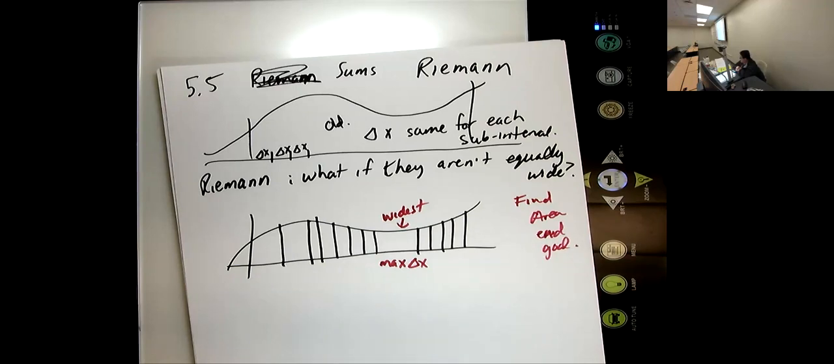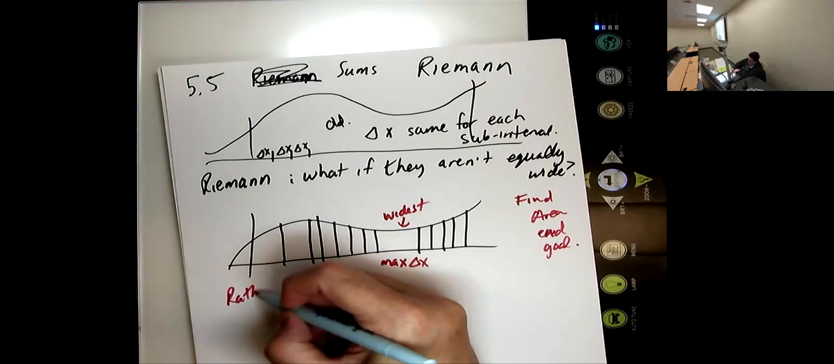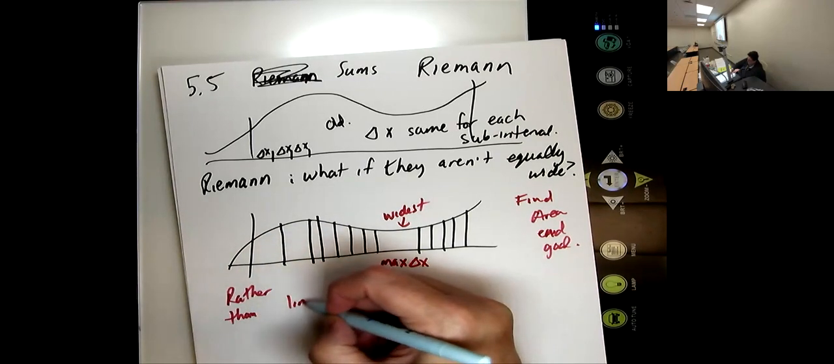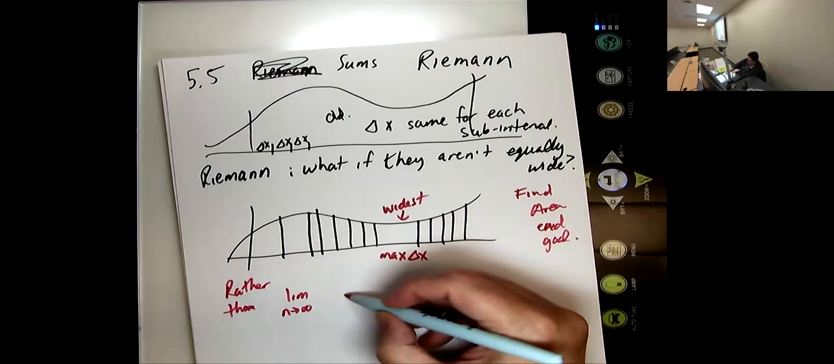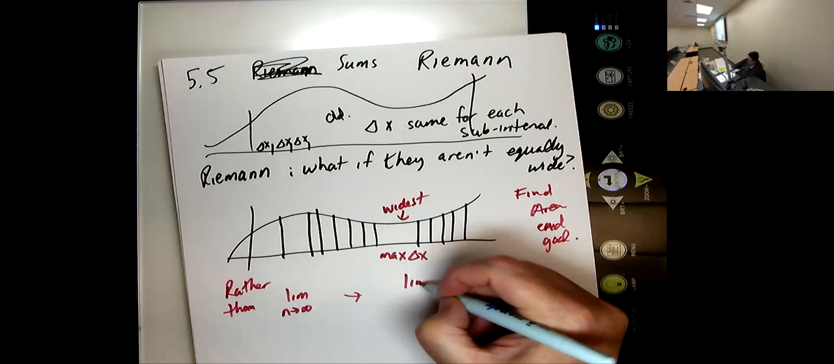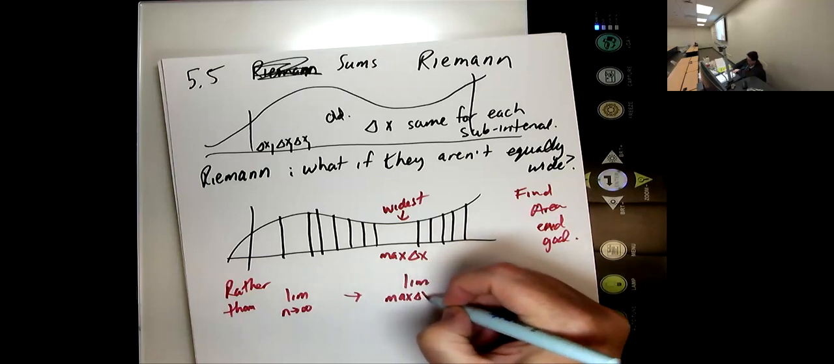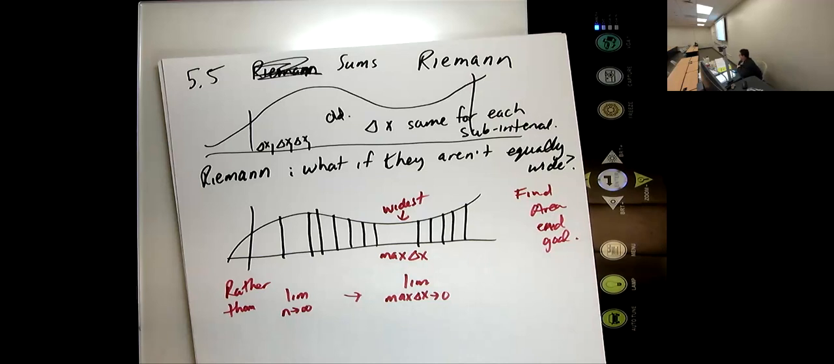And now rather than limit as n goes to infinity, what we're going to do is limit as max delta x goes to 0. So whatever's the widest rectangle, we'll make that one go to 0. All the other ones go to 0 a little bit faster. And we still get the same idea as n going to infinity, because we end up with rectangles of 0 width. That was the concept of n going to infinity. The rectangles went to 0 width and we had the actual area.